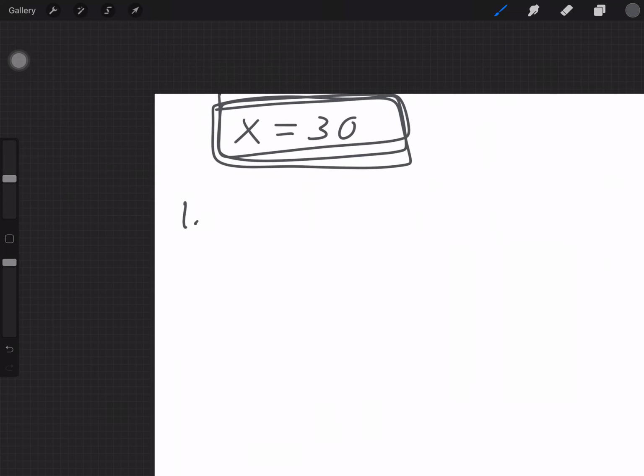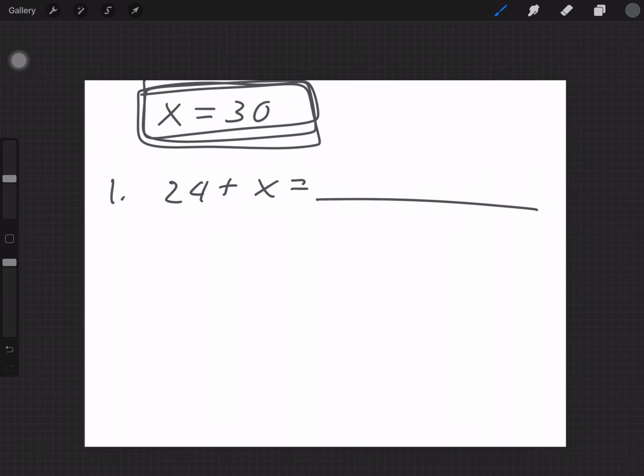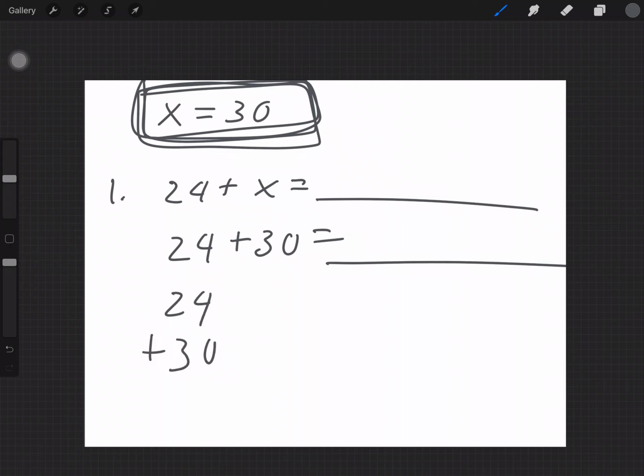So number 1 says 24 plus x is equal to something. Now you're like, well, I can't solve this because you don't really have anything, but you know that x is equal to 30. So if x is equal to 30, it should be like that. Now all you have to find out is 24 plus 30, which is 4 plus 0 is 4, 2 plus 3 equals 5. Your answer is 54. For the rest of the problems on this page, just remember to replace the x with 30 and to do the stuff in the parentheses first.